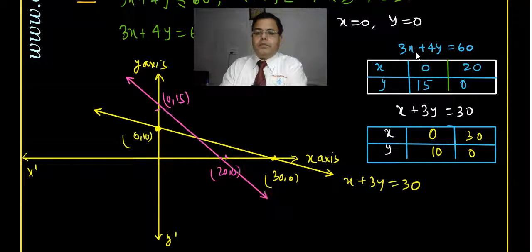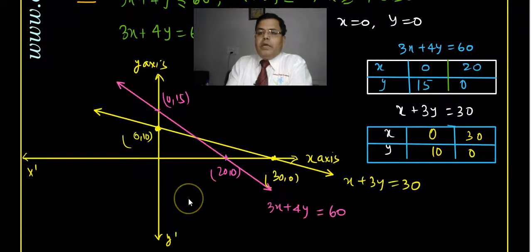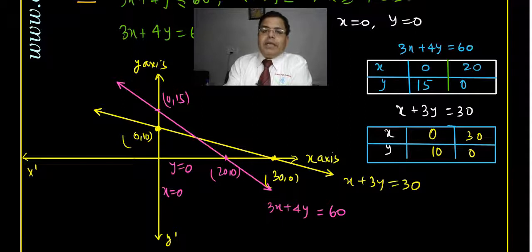So now x is greater than 0, y is greater than 0. x is equal to 0 is the equation of y axis, and y is equal to 0 is the equation of x axis. x greater than 0, y greater than 0 means it lies in the first quadrant only. Now, what about these two lines? So whether they are satisfying or not.